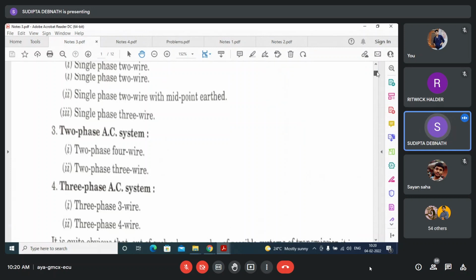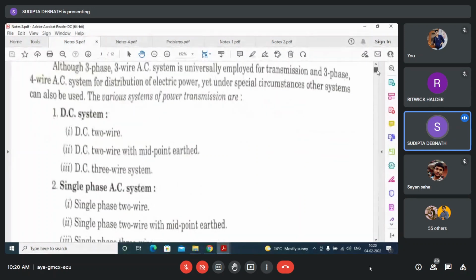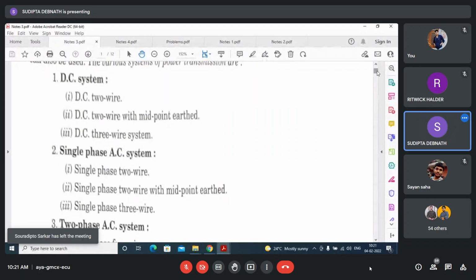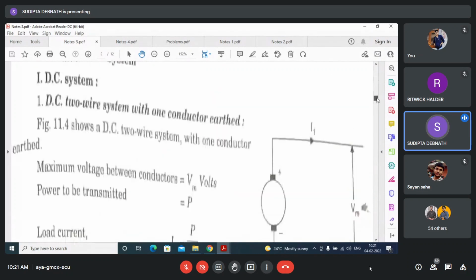So what are the divisions? Let us quickly go through. First, DC system. In DC system, there are three subdivisions: one is DC 2 wire, one is DC 2 wire with midpoint earth, another is DC 3 wire. Then single phase AC system: single phase 2 wire, single phase 2 wire with midpoint earth, single phase 3 wire.